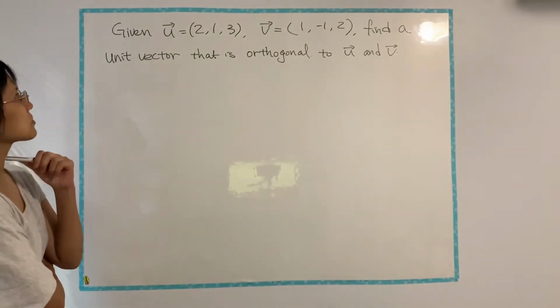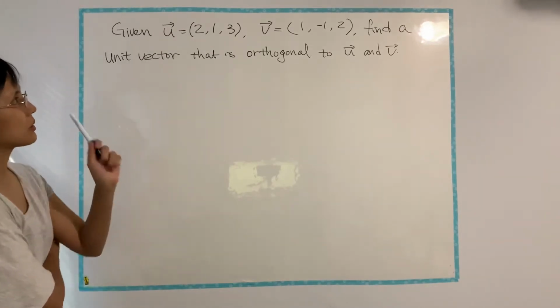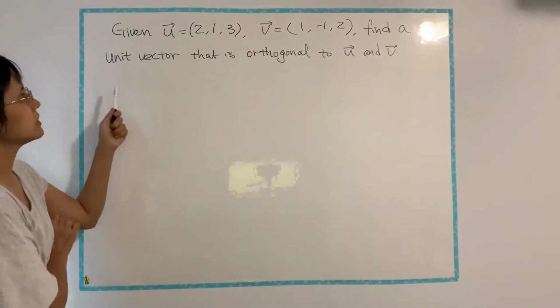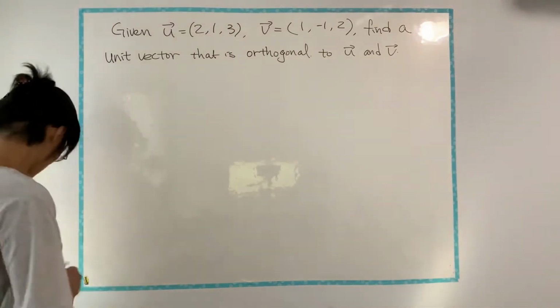Alright, so let's look at this problem together. We're given two vectors in R3 and are looking for a unit vector that is orthogonal to U and V.